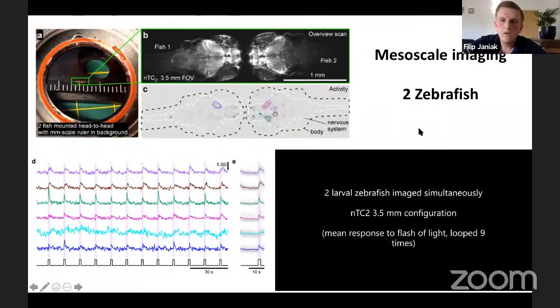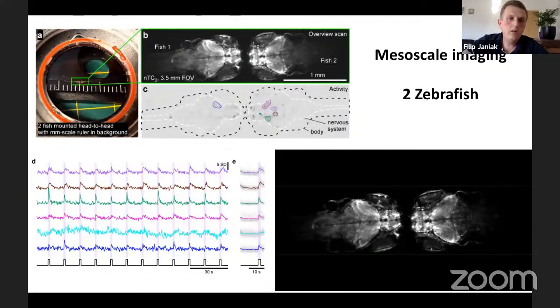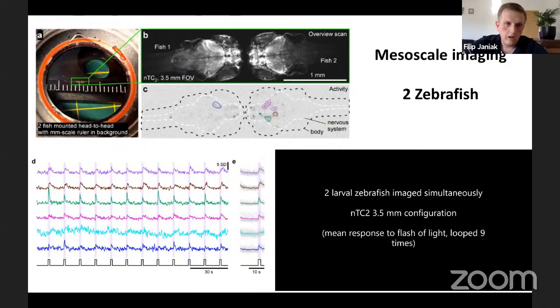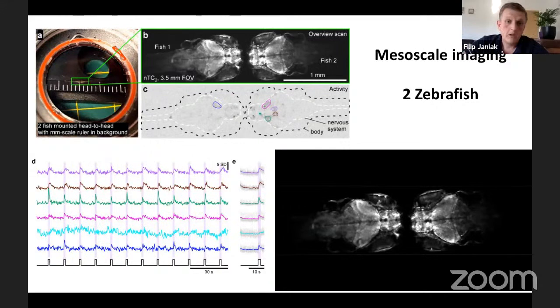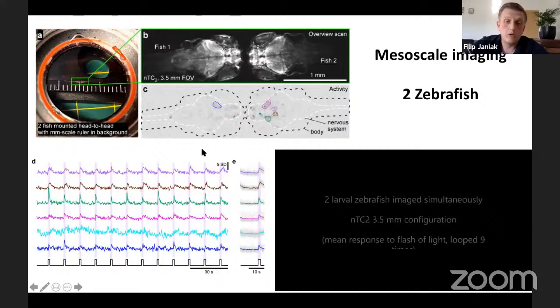Next example, the mesoscale imaging of two zebrafish simultaneously. We use this example mainly because during the lockdown we had a problem doing experiments on other species and on big samples. So there is no other biological issue, but it can also show us how good our setup is to record the signal in mesoscale imaging. We can simultaneously get the signal from the two zebrafish, which you can see on the video, and also the fluorescent signal traces from the different areas. We can simultaneously get the signal from more than one animal in this example.